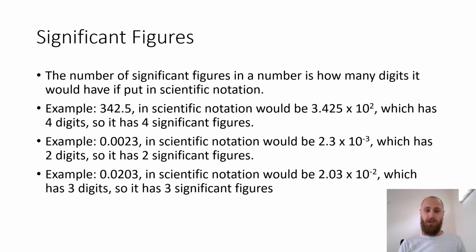Third one is 0.203. In scientific notation, 2.03 times 10 to the negative 2. That's got 3 digits. It's got 3 significant figures. So that's just how this is going to work. I probably should have included another example, but whatever. You get the gist of it.